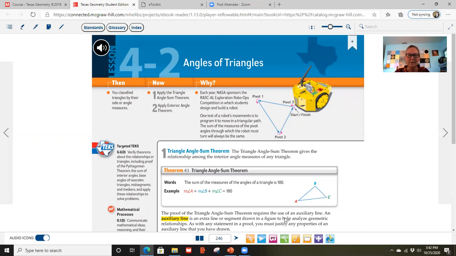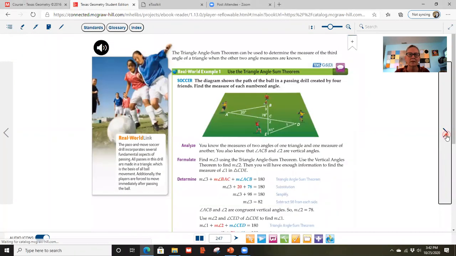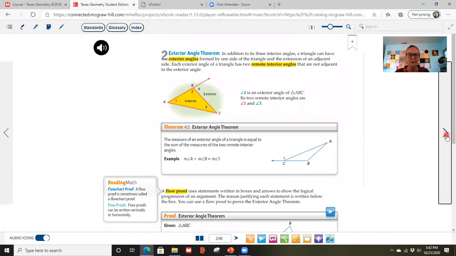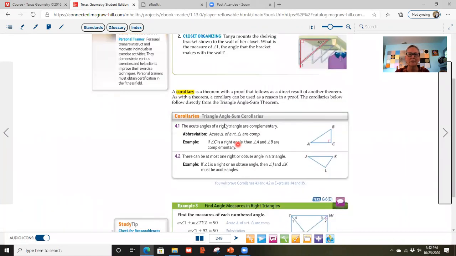Okay, and then I'm going to skip something real quick. I'm going to go to the last page of this section and tell you about these corollaries. It's kind of like when you have a main idea and then you have some offshoot ideas that you're reminded of when you think of the main idea. So the triangle angle sum theorem I just got done telling you says that in every triangle, the 3 angles add up to 180. So corollaries that come off of that are for these 2 special cases.